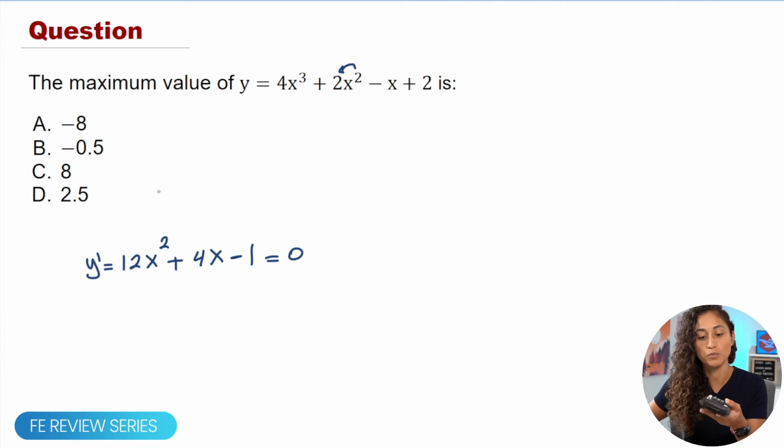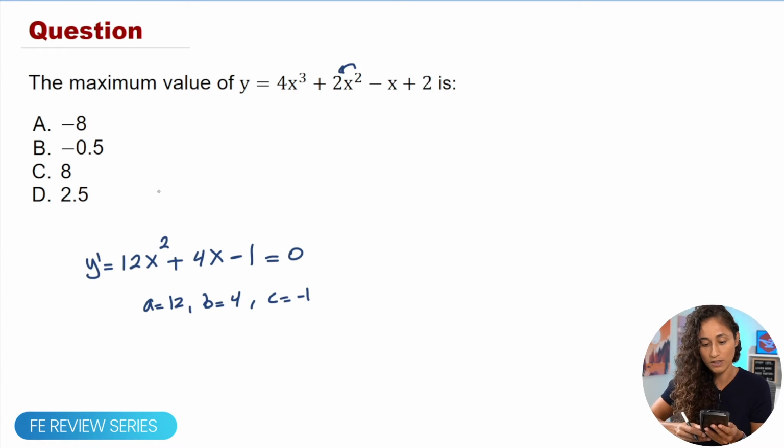So that's going to give you the polynomial solver, and then in there we're going to have to enter the a value, b value, and c value. Okay, so the a value is going to be equal to 12, right? Your b value is going to be equal to 4, and then your c value is going to be minus 1.